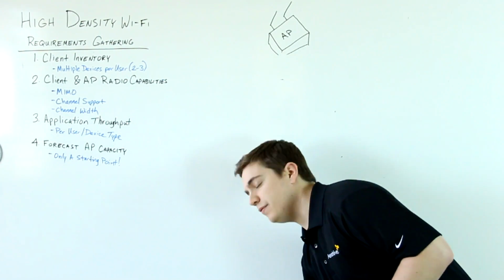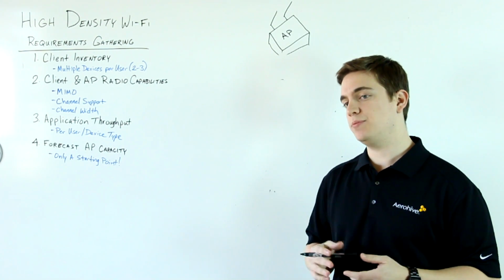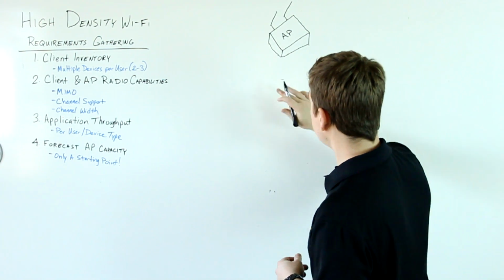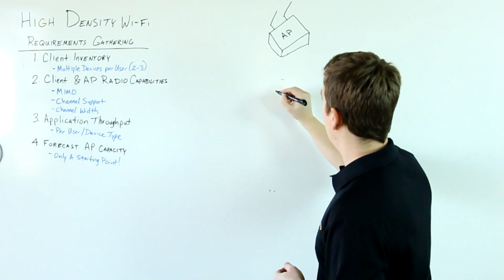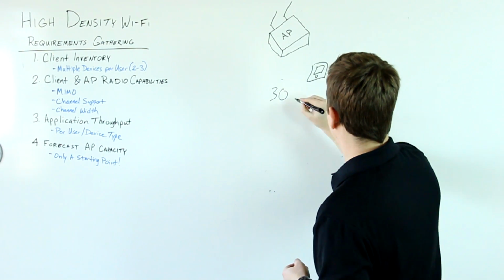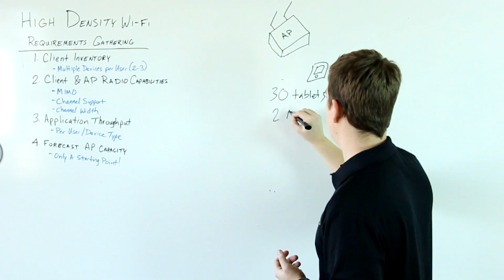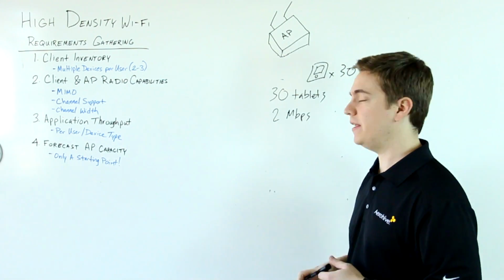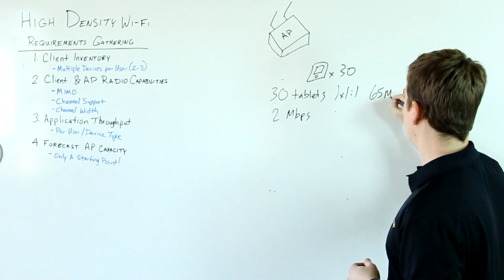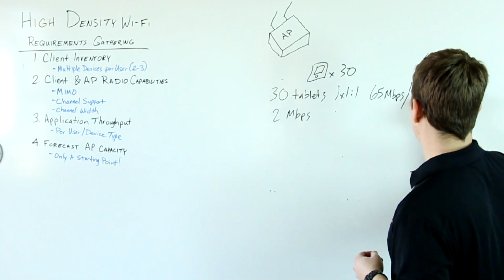The first one, we'll take an example of 30 tablet devices in a classroom environment, and the lecture is based on, let's say, a 2 megabits per second streaming video. So here we have an access point in a classroom environment, or perhaps multiple access points, that's what we're determining. We've got 30 tablet devices, so 30 of these guys. They're all going to be doing 2 megabits per second streaming video. That's our application throughput that each requires. So these tablets, we're going to say, are 1x1 MIMO, capable of 65 megabits per second, and an actual TCP/IP throughput then of 30 megabits per second.